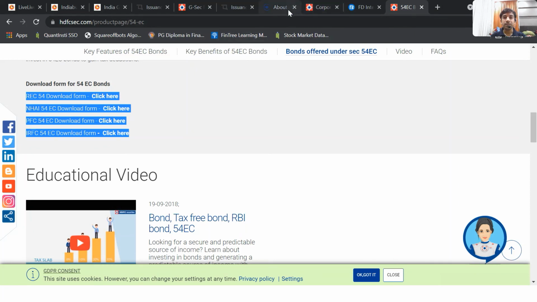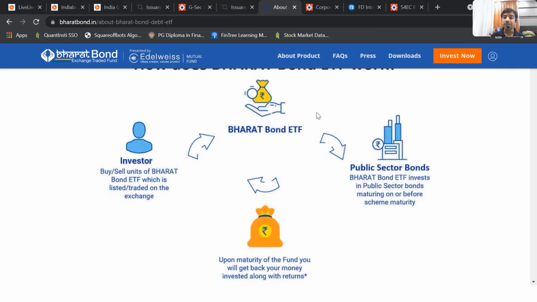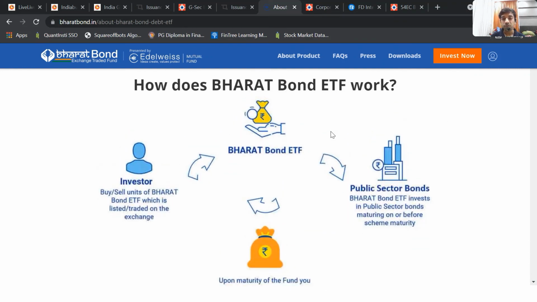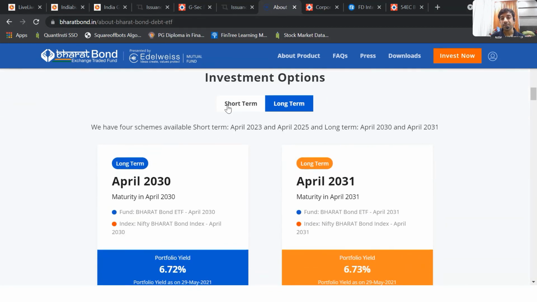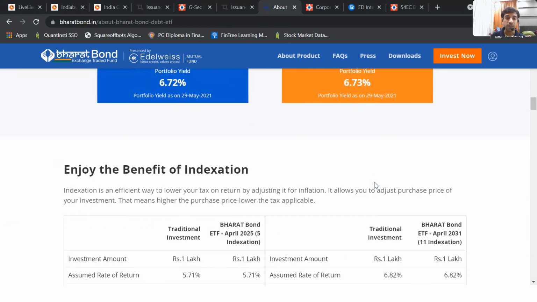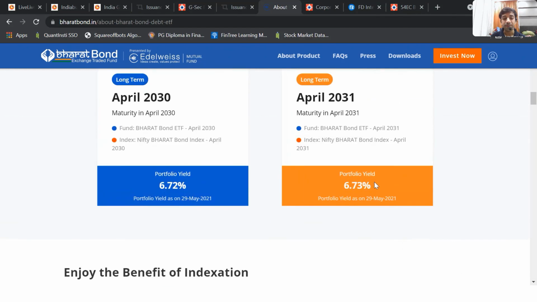For example of an ETF, this is one of the ETFs, Bharat Bond ETF. It invests into public sector companies, so it's a safer option. They've got their maturities and all. They've got this website where they've listed their maturities and all. This is the kind of return you can expect as of now if you invest into it. And you get the benefit of tax deferral if you invest into a mutual fund or ETF. I'll show you that in a second.